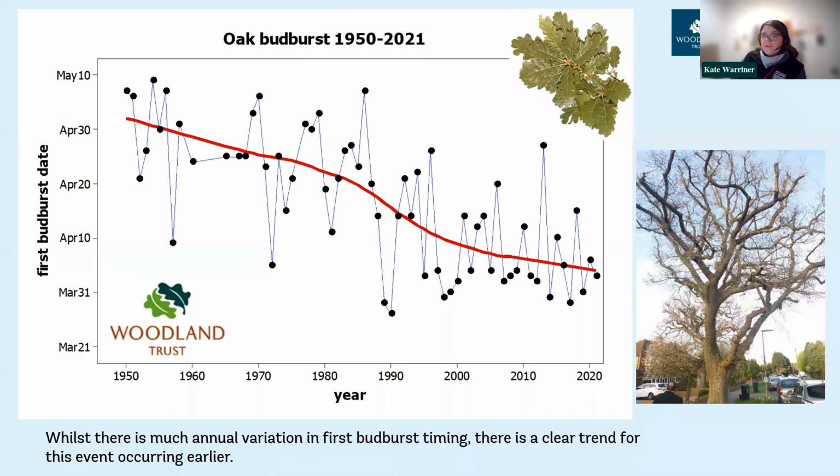And you can see, so the points on the graph are the yearly records, and the red line is the general trend. And obviously, year to year, there's quite a bit of variation, but the general trend you can see over 70 years is that this event has been occurring earlier. So that's really interesting.